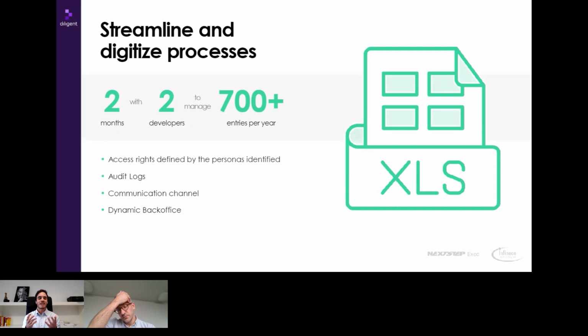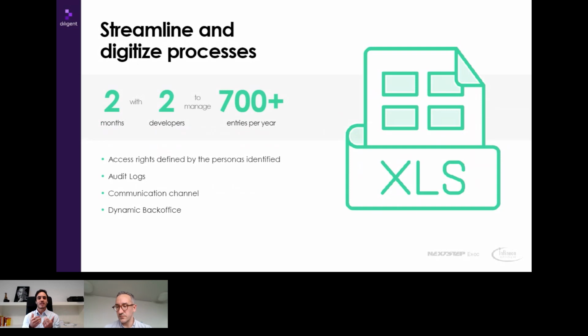So what they did, with low code, was create an app in 2 months with just 2 developers, managing these more than 700 entries per year. And this made it easier for them to define the proper access rights by the personas identified. So anyone that goes into the application knows exactly what can be seen and what to take action on.